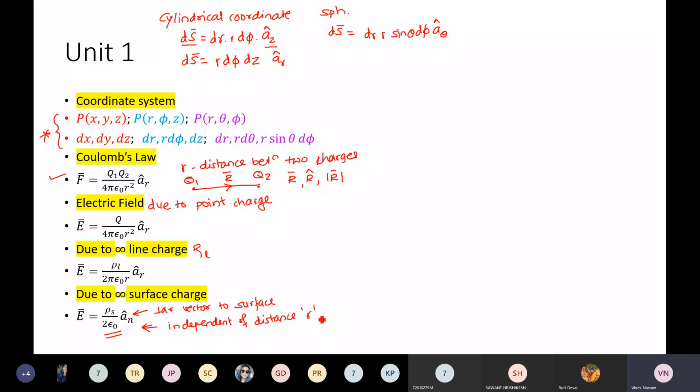वहां पे r है ही नहीं. Okay, in this term we don't have any expression related to distance in between the source and the observation point.